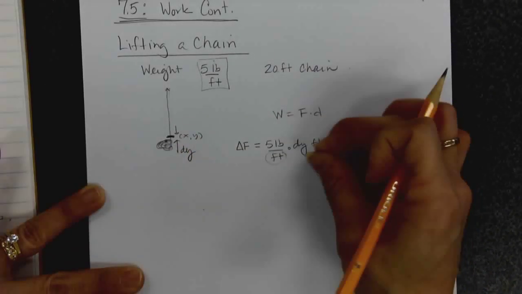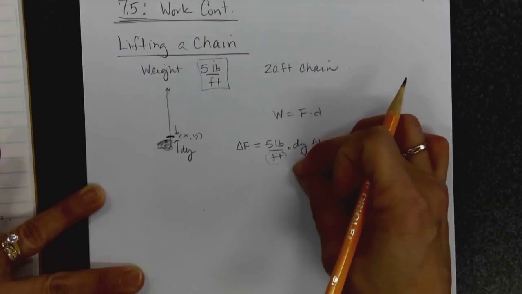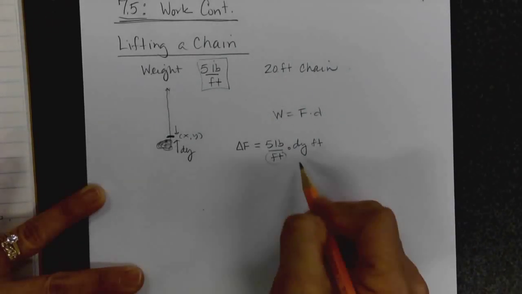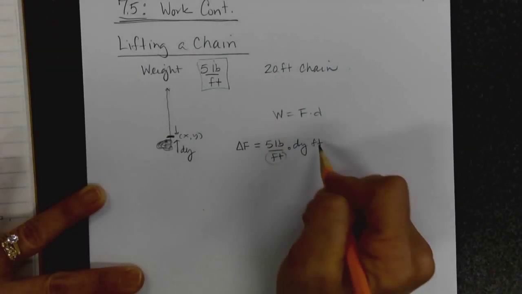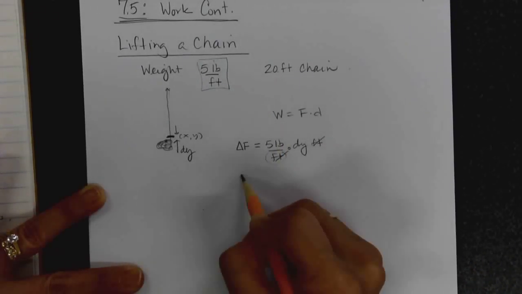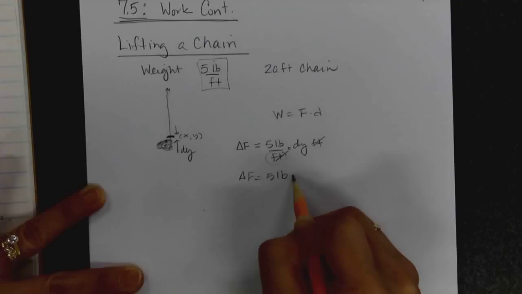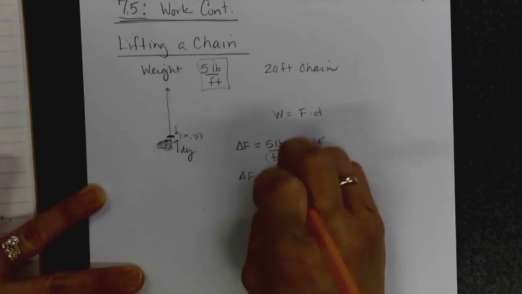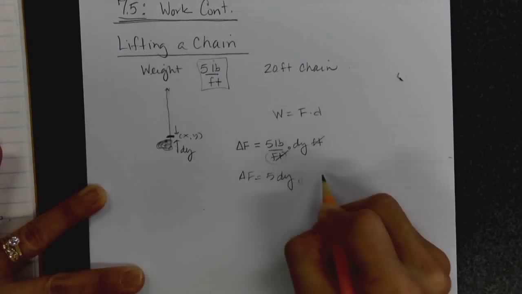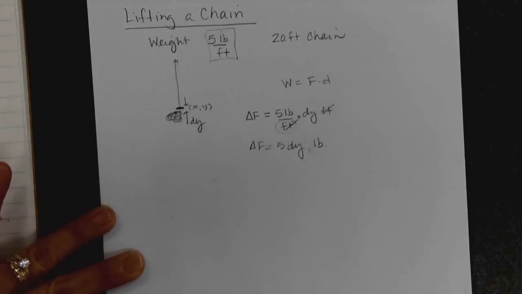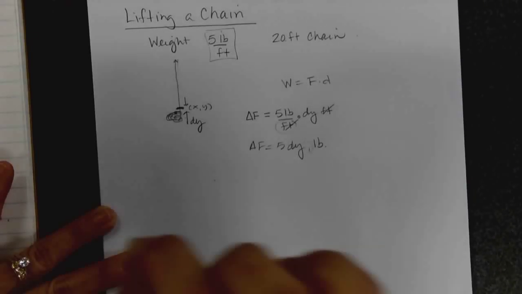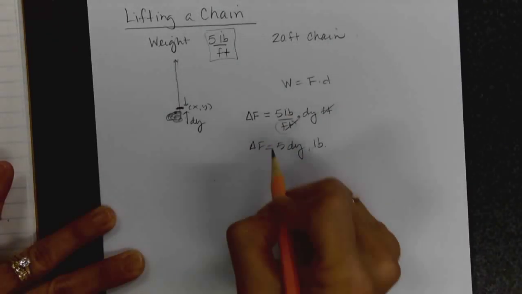So part of a chain weighing 5 pounds per foot, if I multiply by the length in feet, I could find my force. The reason why I use units like this is so that when I cancel out the feet, because dy is in feet, I get force, which is 5 pounds times dy. So 5 dy will be my force. And did you see it's a part of a force, not a full force, because it's just that one little section right there.